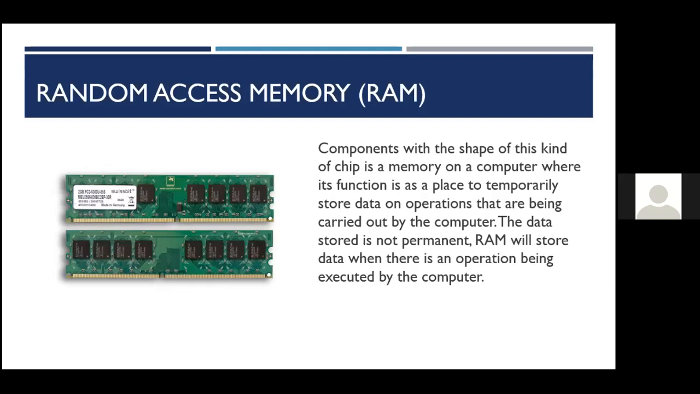And then there is random access memory, or it can be called RAM. This component, with the shape of this kind of chip, is a memory on a computer whose function is as a place to temporarily store data on operations that are being carried out by the computer. The data stored is not permanent, but the RAM will store data when there is an operation being executed by the computer.